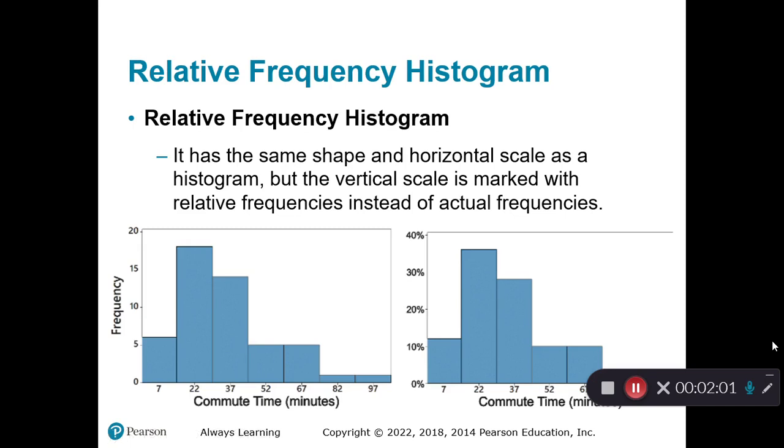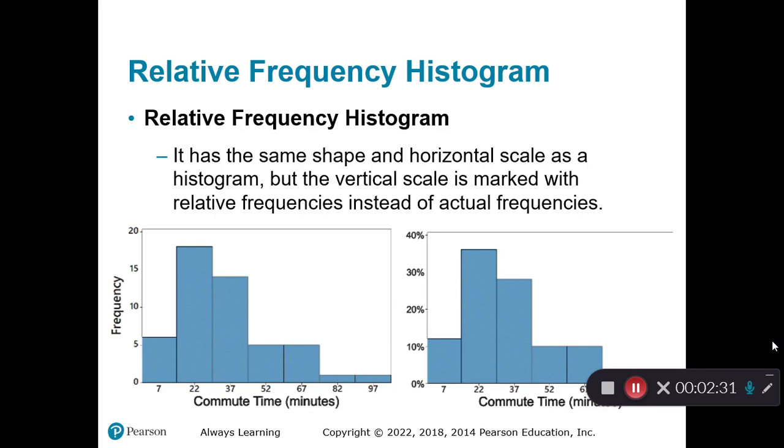In our previous section, we looked at an example of commute times in Los Angeles. We had 50 values, the lowest of which was 5 minutes and the highest of which was 90 minutes. The histogram here on the left is the histogram that comes directly from that table. You might recall from that previous example that the first class had values from 0 minutes to 14 minutes. So the lower class limit was 0 and the upper class limit was 14.